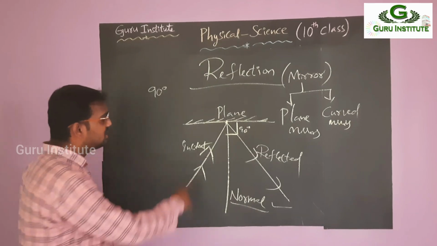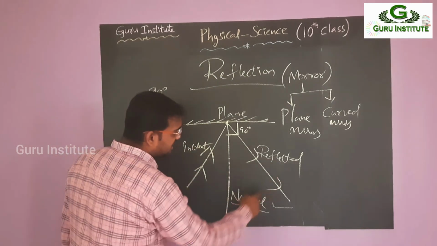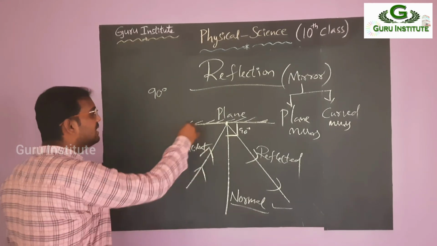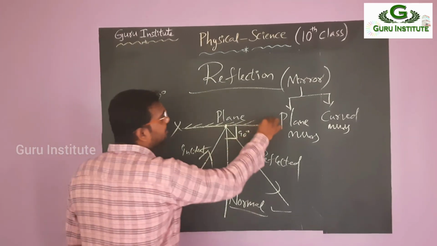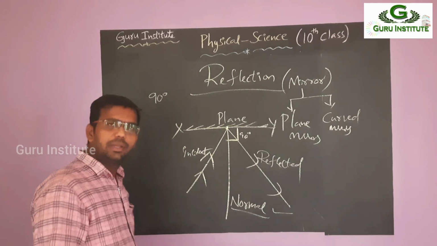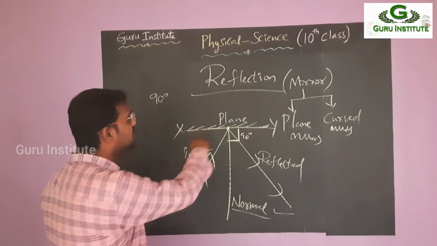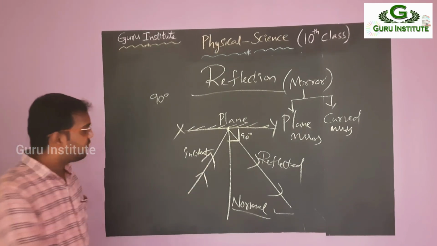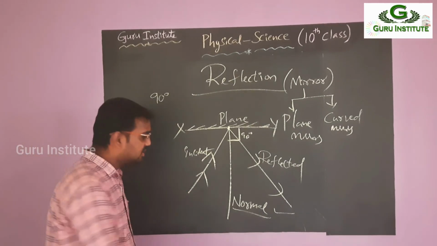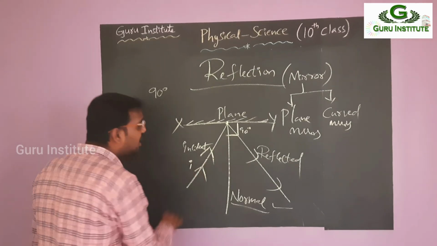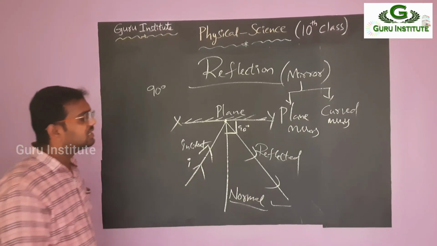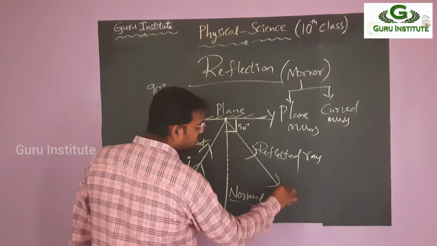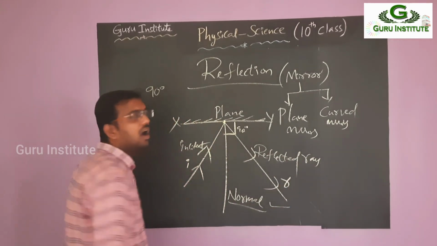So now this is the incident ray, this is the reflected ray, this is the normal, this is the plane. This plane is always indicated by capital letters. Let it be XY, MN, AB, whatever it may be. I am showing it this way, XY. This is the incident ray. What is the first letter in incident ray? I. So that's why it is indicated by a small i. What is the first letter in reflected ray? That is R. So that's why the reflected ray is indicated by a small r.